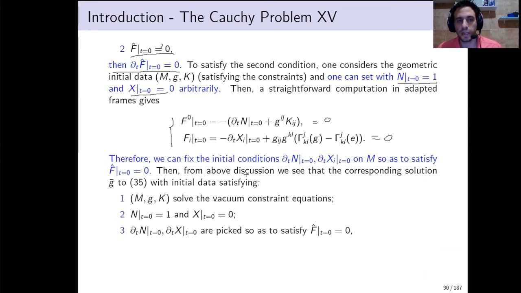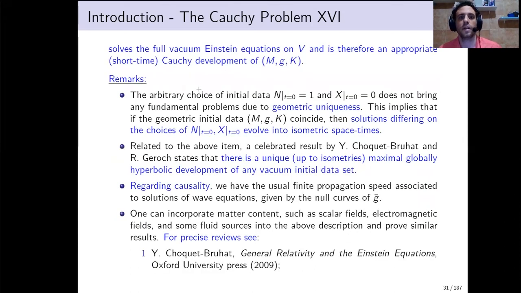And so finally, what we see from the above discussion is that the corresponding solution to our reduced equations, if we construct it with initial data such that we solve the vacuum constraint equations, the lapse and shift satisfy these conditions, and the first order initial data are picked so as to satisfy this condition here from this relation, then actually our solution of the reduced equation solves the full vacuum Einstein equations. And we have a short time solution, a Cauchy development of our initial data.